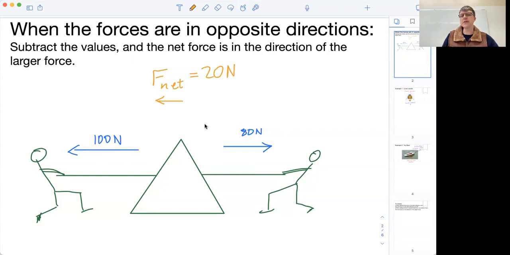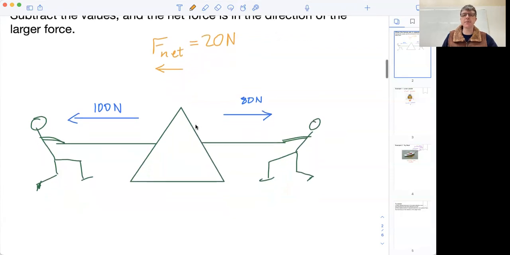And you can sort of think of it like this. Let's say you walked 10 steps to the left, and then you walked 8 steps to the right. Wouldn't you be 2 steps to the left? Or if you walked 100 steps to the left and 80 steps to the right, you'd be 20 steps to the left of where you started. So that's a way you can think about adding these vectors. All right, we're going to do 2 more examples.